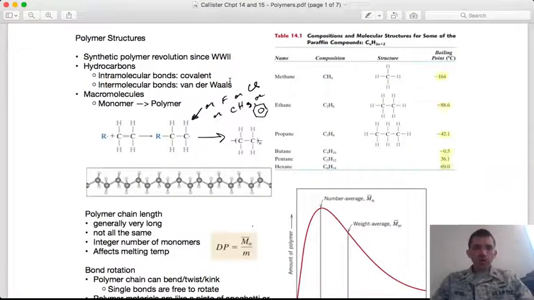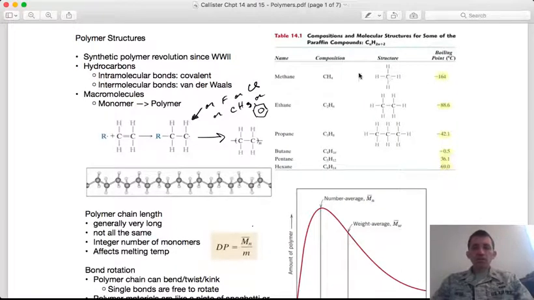And so the weak intermolecular bonding between adjacent hydrocarbons is the reason that small hydrocarbon molecules tend to have very low boiling points. Methane is a gas at room temperature and doesn't liquefy until negative 164 degrees Celsius.